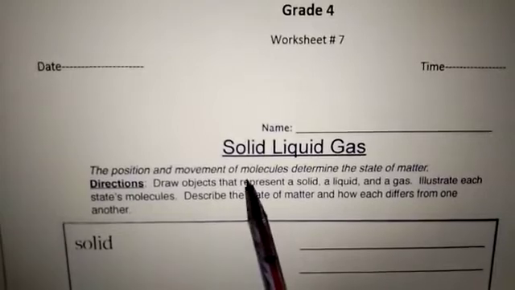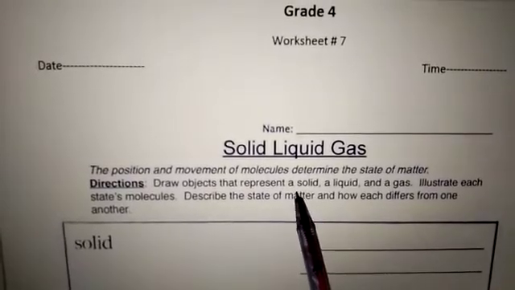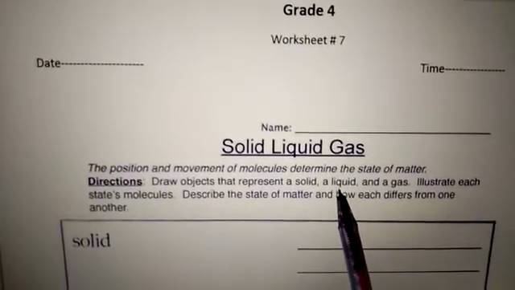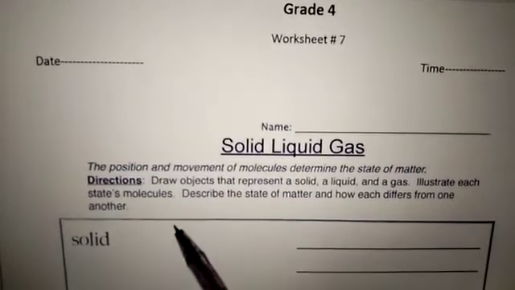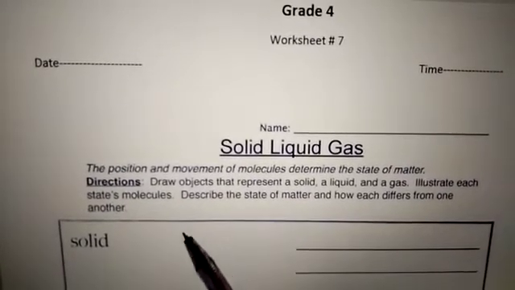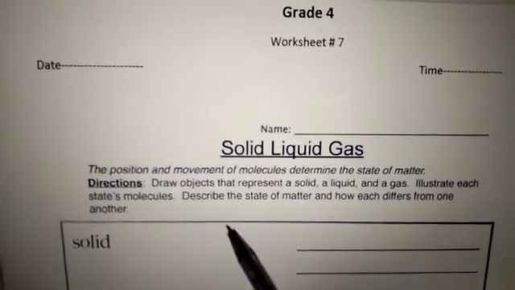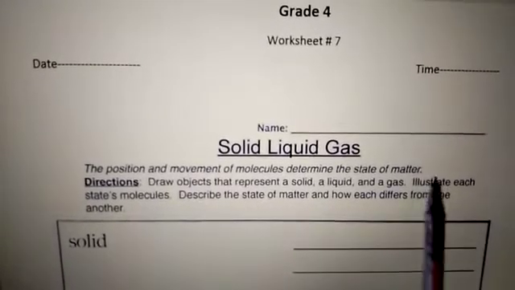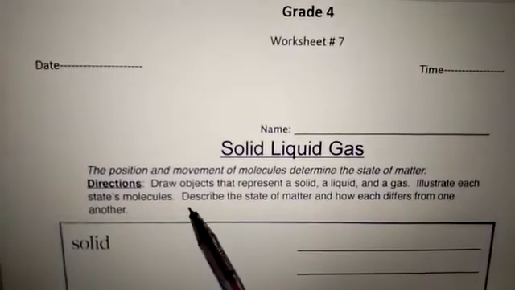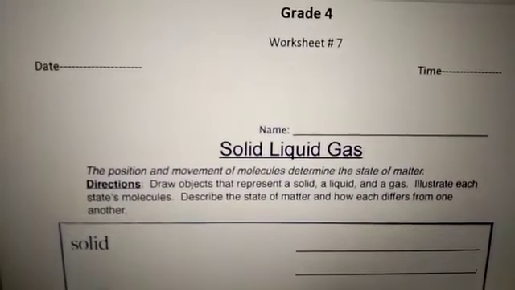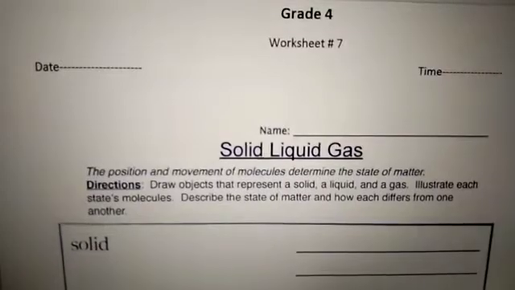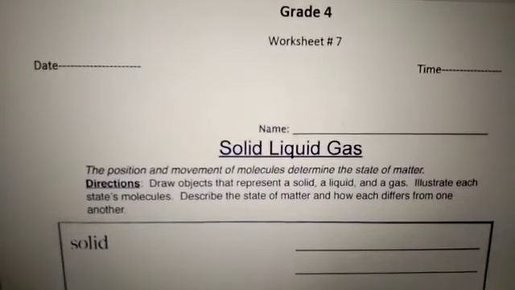Directions: draw objects that represent a solid, a liquid, and a gas. Here you will simply draw an object that will tell us this is a solid or liquid or gas. Then you will illustrate each state's molecules.